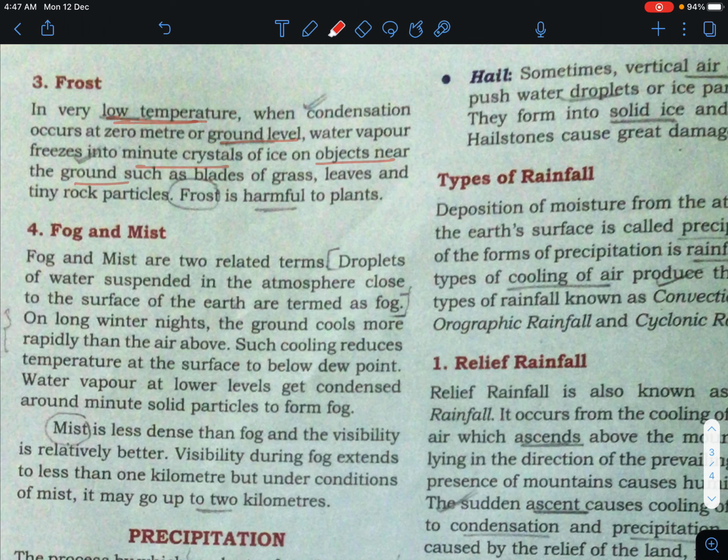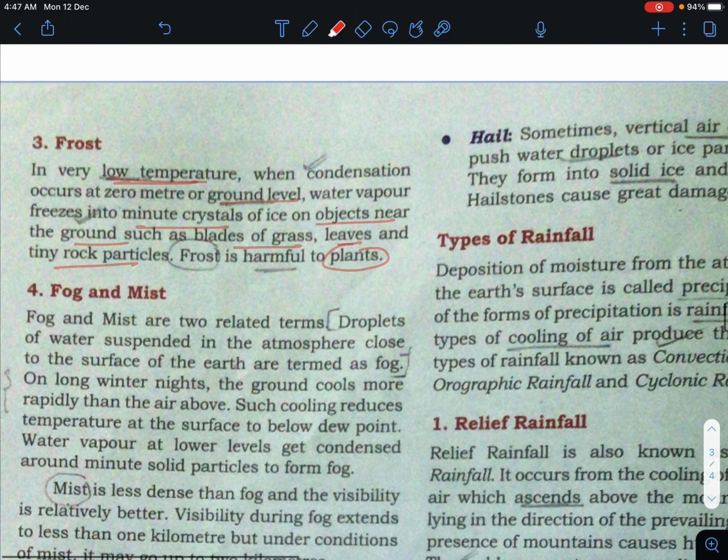On objects near the ground, such as blades of grass, leaves, and tiny rock particles. And frost is harmful to the plant. It is very important to remember that this frost is going to be harmful to the plant. Now, it is talking about the dew point.